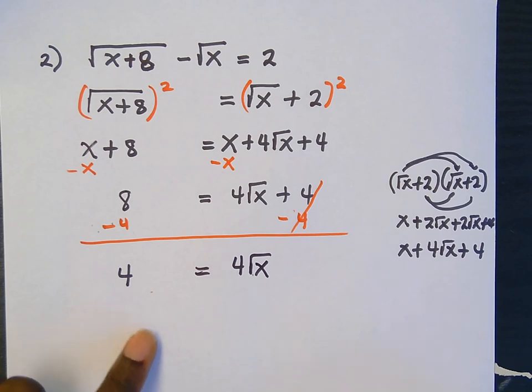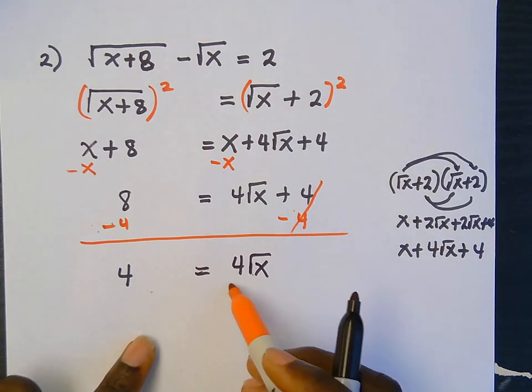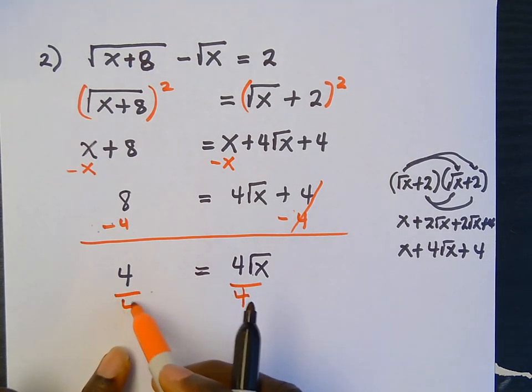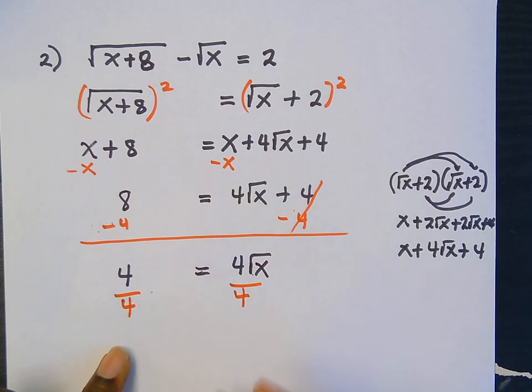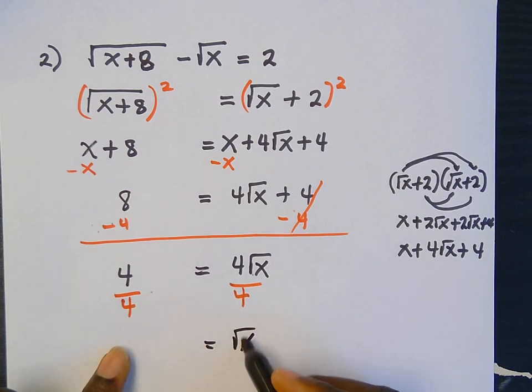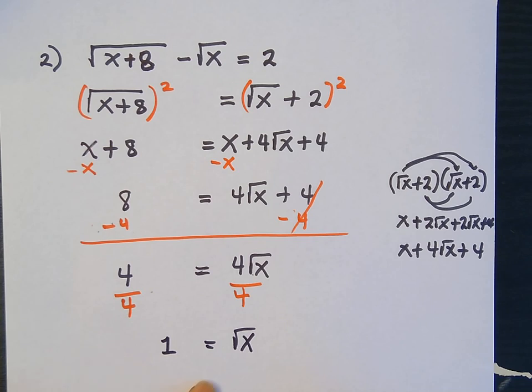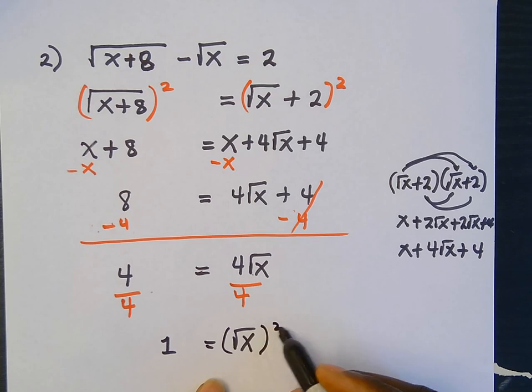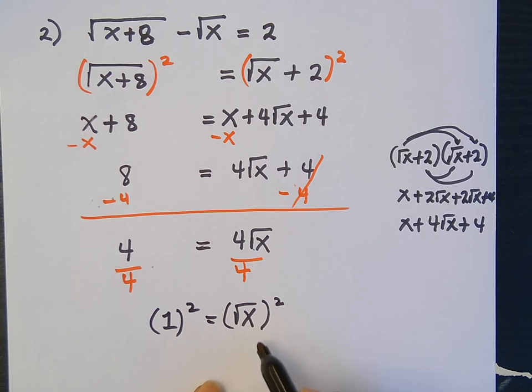Now I can divide both sides by 4 because I'm trying to get the radical by itself. So I end up with radical x equals 1. Now finally, I can get rid of the radical by squaring both sides. Remember, we are trying to solve for x. So now the square root will cancel out, and I end up with x equals 1.